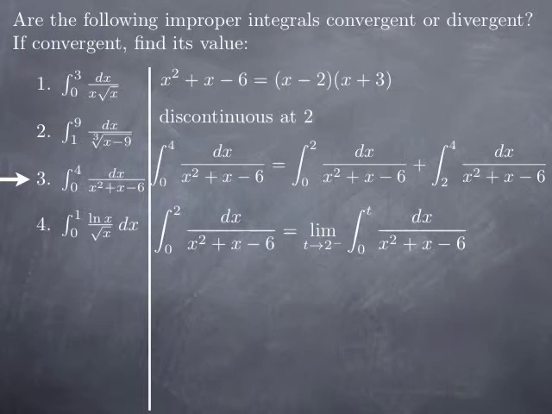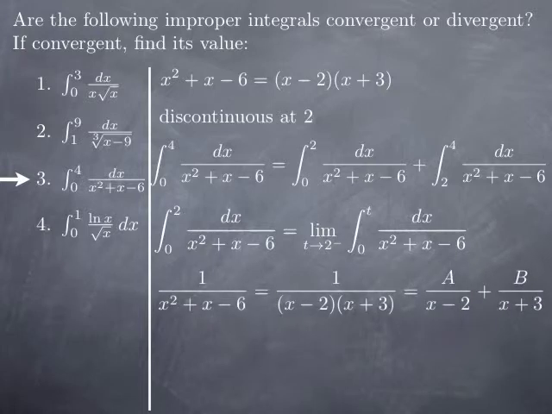So by definition it is a limit as t is approaching 2 from the left of the integral from 0 to t of the function. And the function is continuous now on the interval [0, t] because t is less than 2, so there's no discontinuity on that interval. That means that on that interval we can use the fundamental theorem of calculus, and we need to find an antiderivative. We are integrating a rational function, so we know what to do. We use partial fractions. We factor the bottom, it's (x minus 2)(x plus 3).